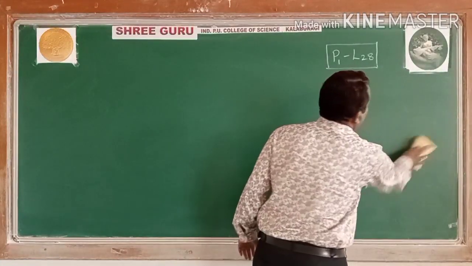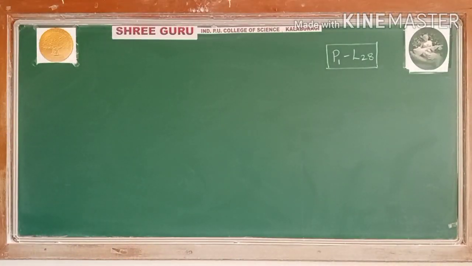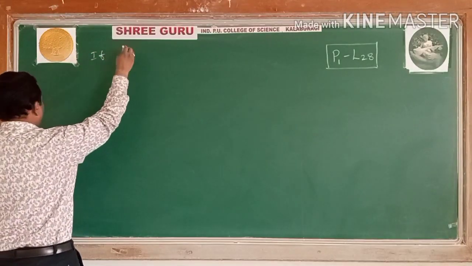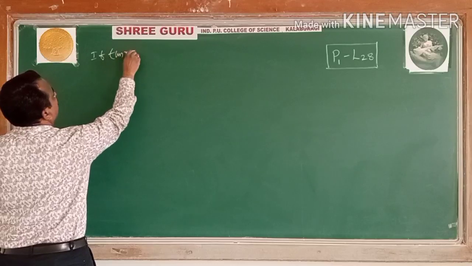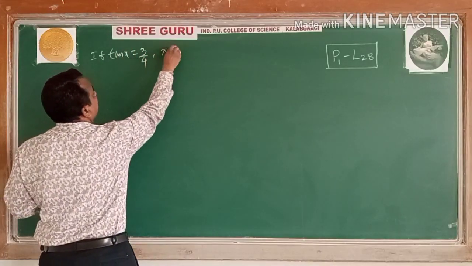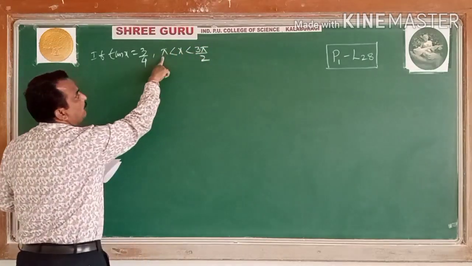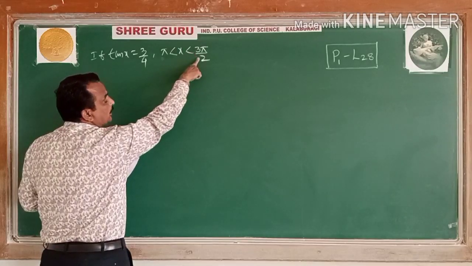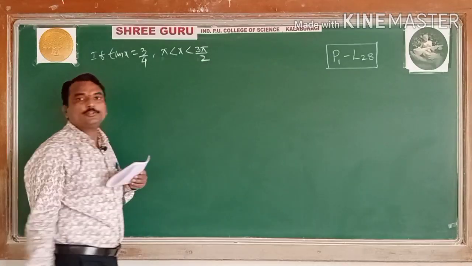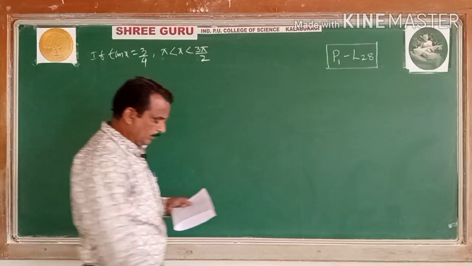Come to the next example. See the next example. We'll go for the next example. See this one. If tan x equal to 3 by 4, x lies in pi to 3 pi by 2, it means more than pi, more than 180, less than 3 pi by 2 means 270. So more than 180, less than 270 means it is in the third quadrant. In the third quadrant, tan is positive only, this given value is also positive.